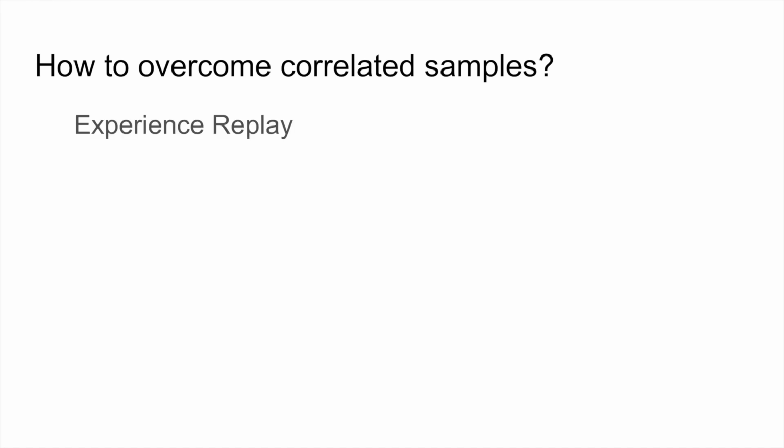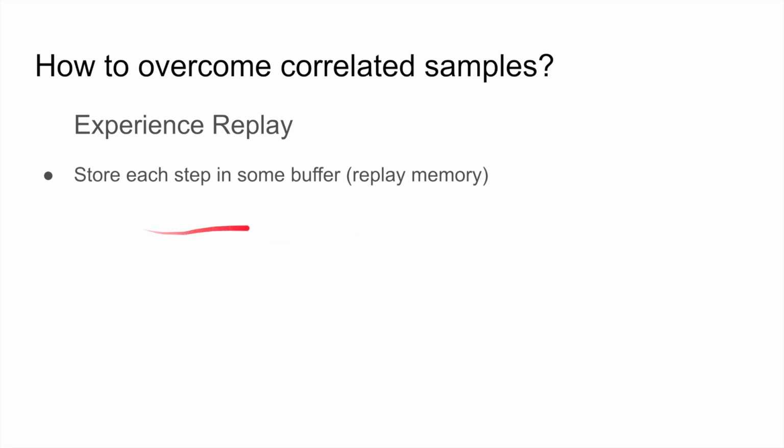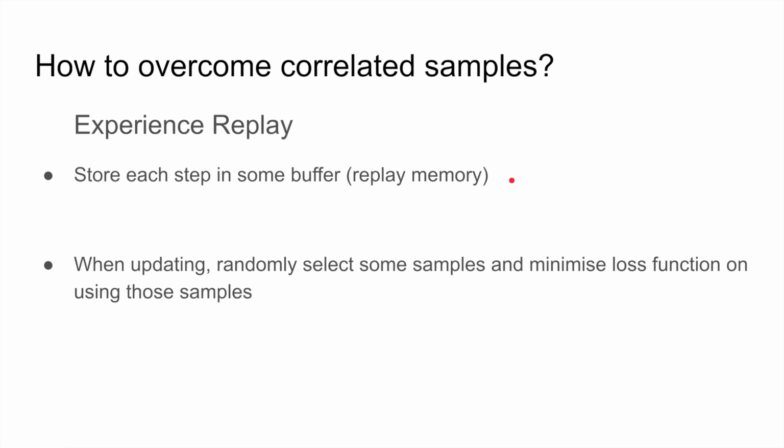So how do you overcome this problem of correlated samples? Well, you can do this by a technique called experience replay. You just have some buffer, which is also known as a replay memory, and you store each transition in that buffer. So instead of taking a step and updating your parameters, you simply store that step in some memory for future use. And when you update, you randomly select a mini batch from that memory, and then you minimize the loss function using those samples.